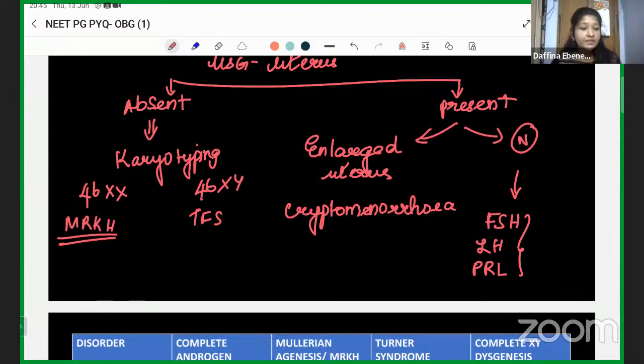If the FSH alone is high, it could be Turner syndrome or a resistant ovary syndrome, or it could be premature menopause. Premature menopause is not a cause of primary amenorrhea, but still that is also a reason where FSH can be high. If FSH and LH are both low, as we already discussed, it could be seen in hypothalamic as well as pituitary failure. If the prolactin levels are high, it could be hyperprolactinemia or prolactinoma. Then you have to go ahead with other imaging to rule out where the prolactinoma is.